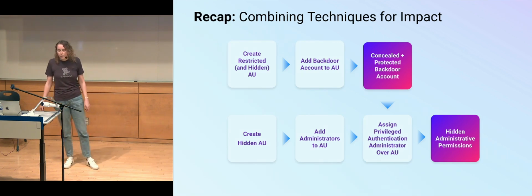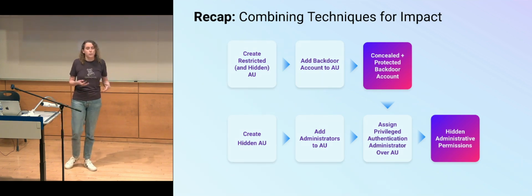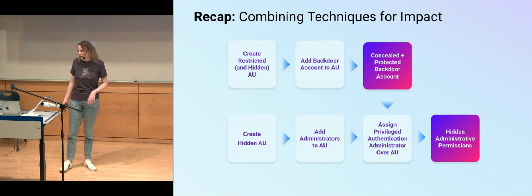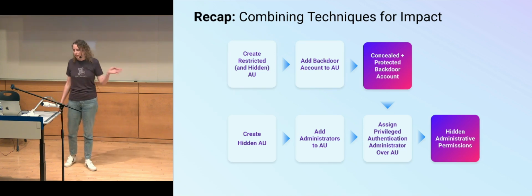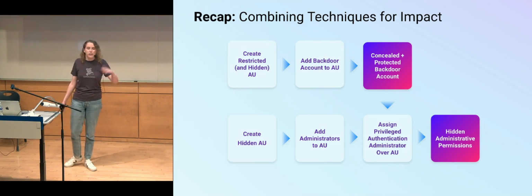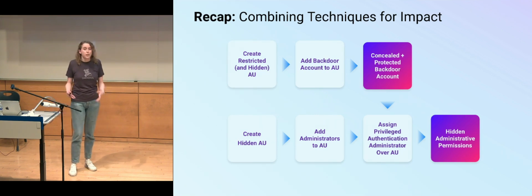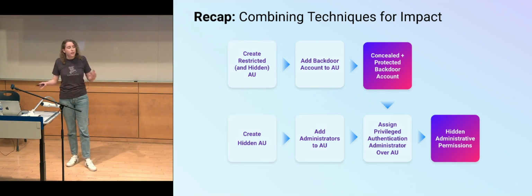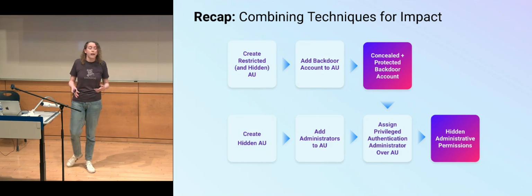In addition, we'll create a hidden membership administrative unit, add the administrators we want to target so that we can come back and reset their accounts later, and assign that privileged authentication administrator role to the account that we have control over that administrative unit, creating the hidden administrative permissions that we just talked about. So the combination of these, for somebody who's not familiar with administrative units, might be pretty strange to investigate and require a lot of escalation to clean up.